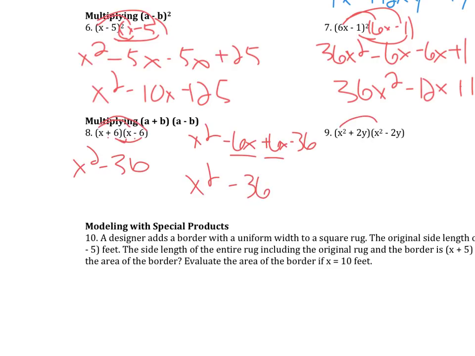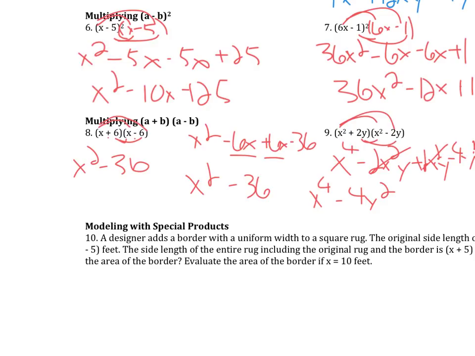All right, a little extra work here. x squared times x squared: we add those exponents just like we've been doing, so 2 plus 2 is now 4. Then I get a negative 2x squared y here, a positive 2x squared y here, and then a minus 4y squared. So I get x to the 4th, those drop out, and we get minus 4y squared.